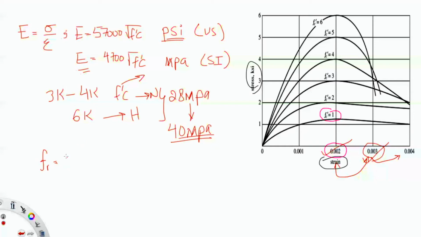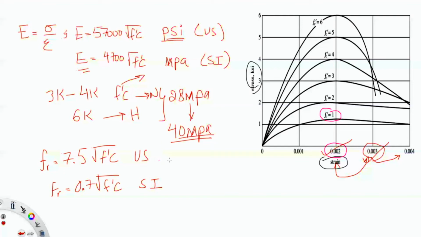So finally, the ACI 318 gives us the formula of the modulus of rupture as 7.5 radical f'c in US customary units, which will be in PSI, or 0.7 radical f'c in SI units, which will be in megapascal.